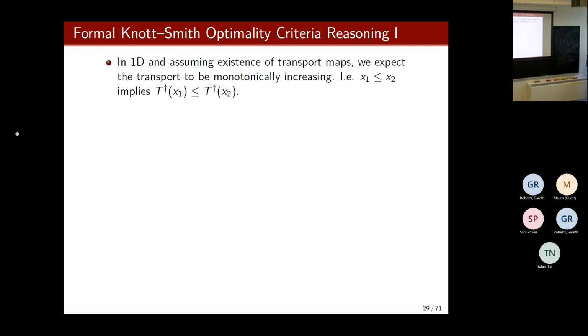So if we just think about what we expect in one dimension, we expect some sort of monotonicity in the transport map. If you imagine we have one measure here, another measure here, and we're going to move mass from this measure onto this measure, then we're going to move it so that it preserves the ordering. So in particular, if I move mass from x to T of x, and mass from y to T of y, if x is less than y, then T of x should be less than T of y. There's not going to be any crossing over.